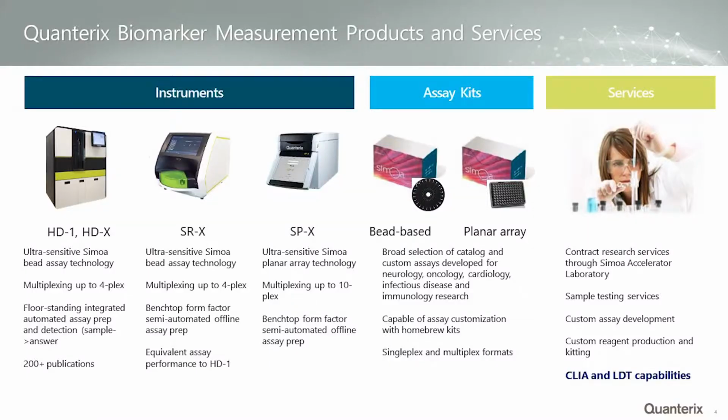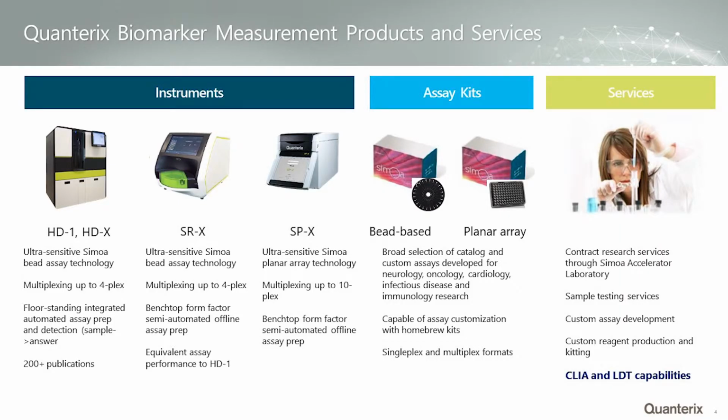And so we have instruments, we have assays, and we provide services. One big change since I last gave this kind of talk is we've added a second technology. We merged with a company that was just down the road, and now we have two platforms, one based on bead assays, one based on planar assays. On the bead side, we have the HD-1, and we just announced the HD-X, which is a fully automated immunoassay system. The SR-X has come out as well in between since the last presentation, and it's a benchtop version, a bit easier to use. And the SP-X is the planar technology, which I'll get into.